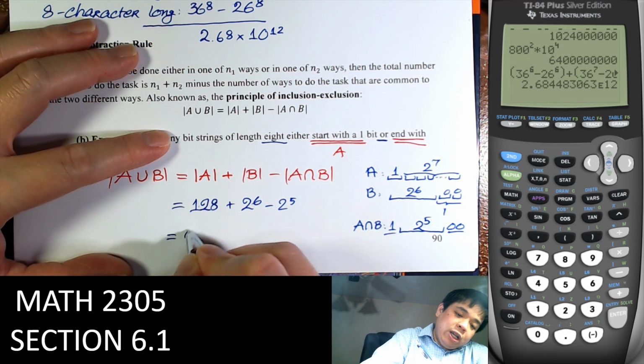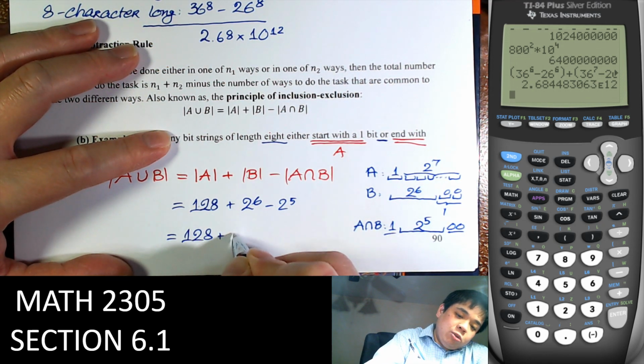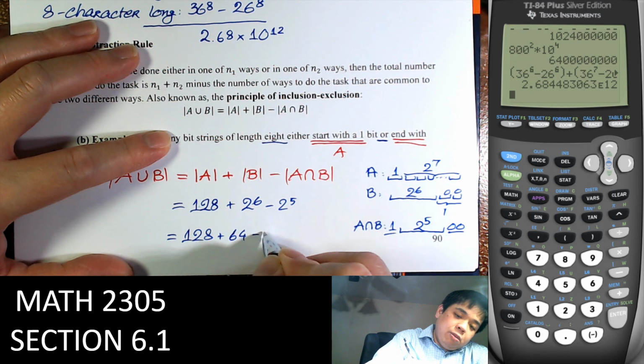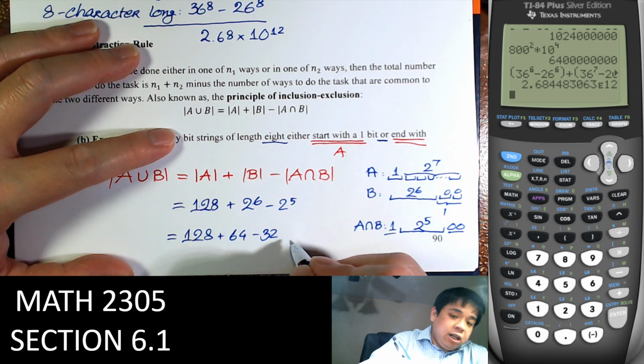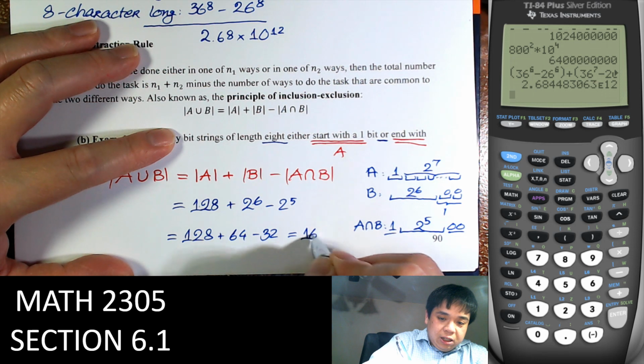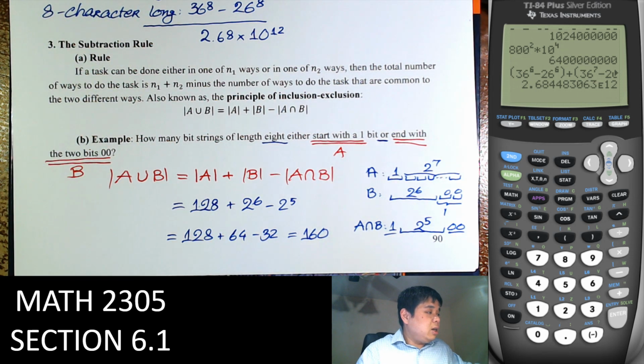So you have 128 plus 64 minus 32. And that gives us 160 different ways of selecting what the string can be.